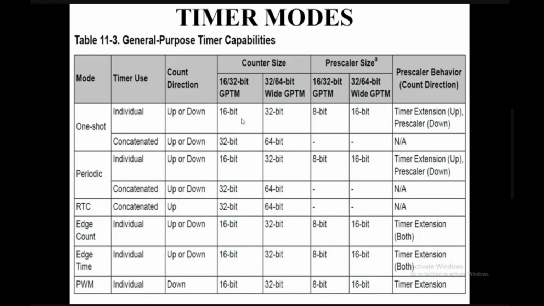It can start from 0 up to the maximum value, or it can start from the maximum value and stop at 0, or it can start at an intermediate value and come down to 0, or it can start from 0 and go up to an intermediate value, whatever we set in the corresponding registers. That is one shot mode. So if we need a time delay just one time, we can go for one shot mode.